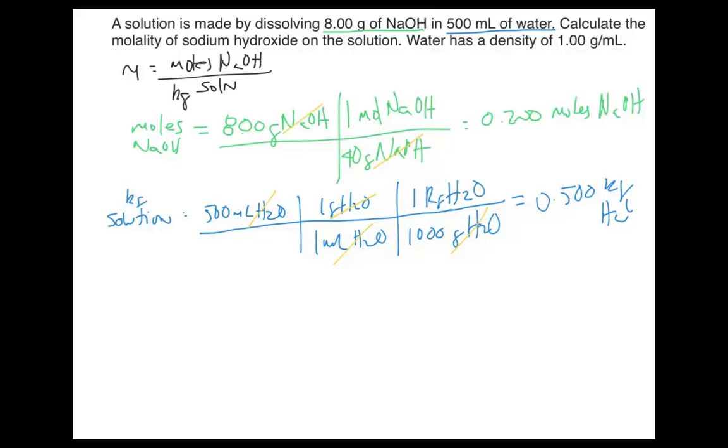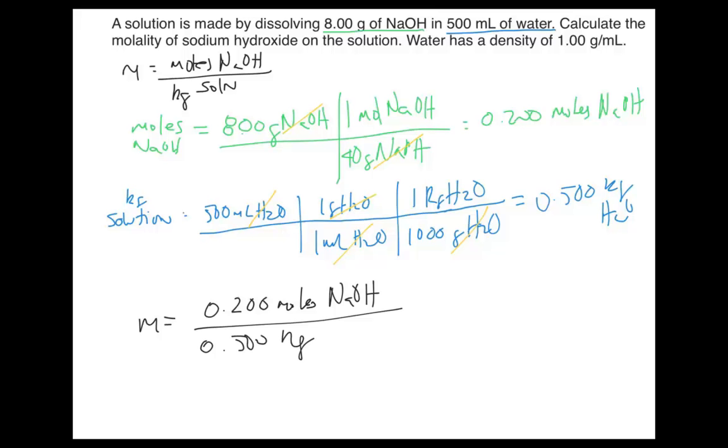Okay, so now we have the moles of NaOH and the kilograms. So now the molality will be equal to 0.200 moles of sodium hydroxide divided by 0.500 kilograms of H2O, that is the mass in kilograms of the solvent, and this will be equal to 0.400 molality of sodium hydroxide.